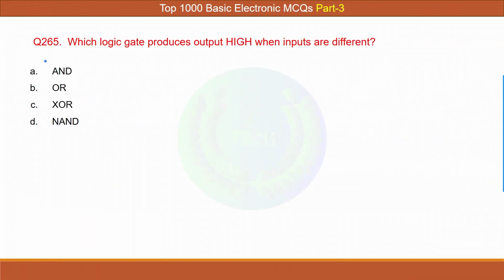Next question, question number 265. Which logic gate produces output high when inputs are different? Option A, AND gate, option B, OR gate, option C, XOR gate, option D, NAND gate. The answer is option C, XOR gate.